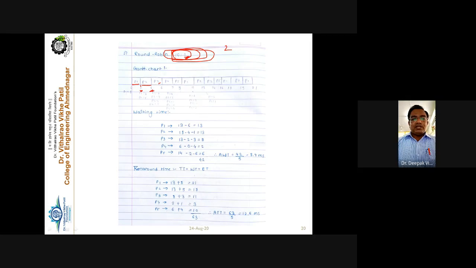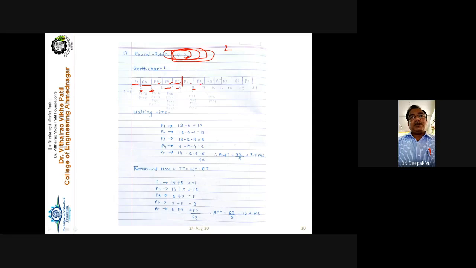P3 is taken for execution, then P4, and then P5. 6 plus 1 is 7, because P4 requires only 1 millisecond, so there is no question about the time quantum. Then 7 plus 2 is equal to 9. So P5 executed between 7 to 9. Then all processes are executed one time. So again P1 is taken for execution and it will continue up to 2 milliseconds, that is up to 11.